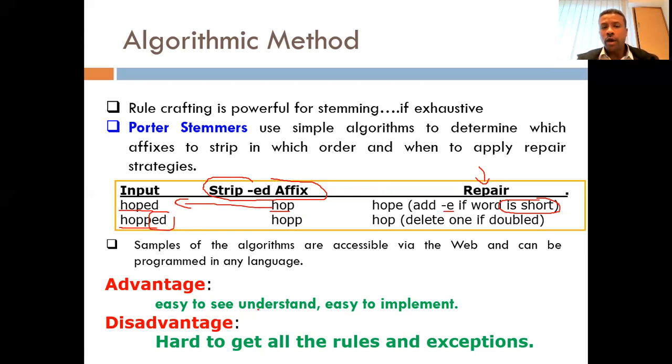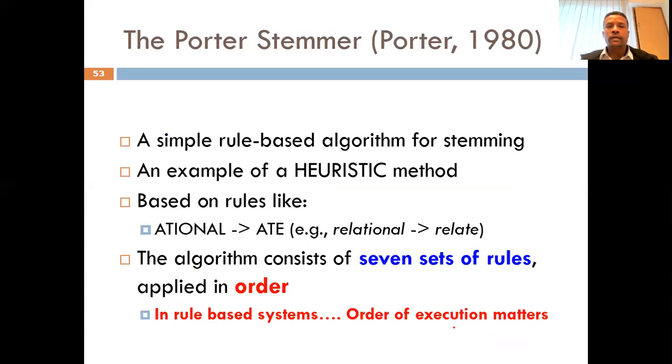So the algorithm that we have in here is easy to understand and easy to implement, but the disadvantage is you have to get all the rules and exceptions. Okay? Since it's a rule-based system, you have to know all the rules and exceptions, otherwise your algorithm is not going to work really well.